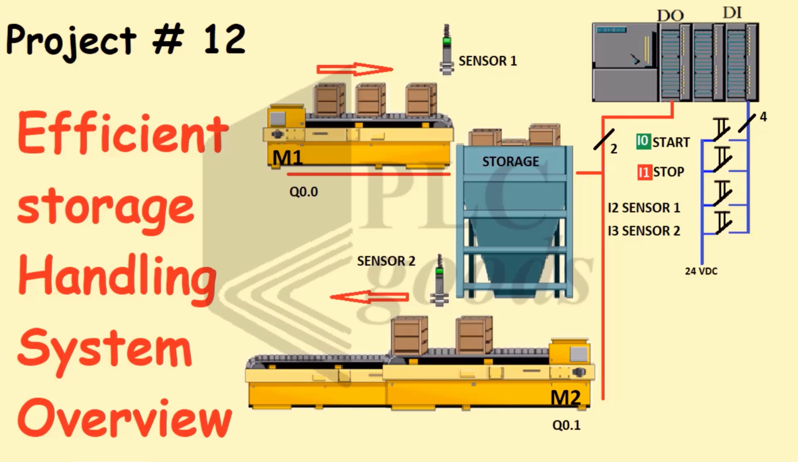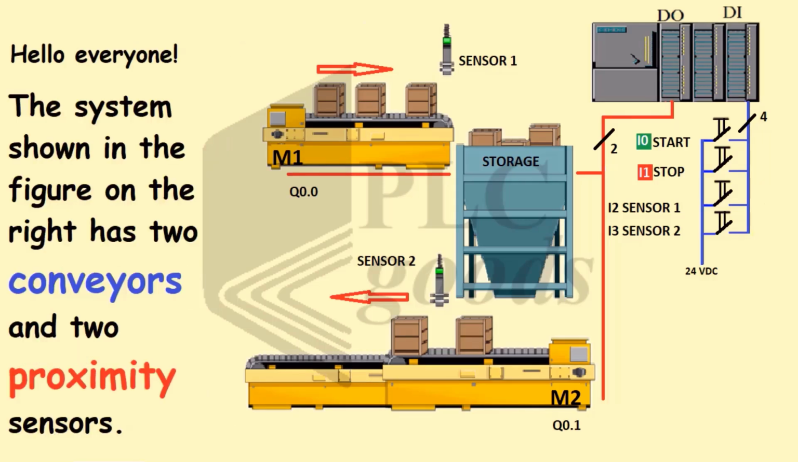Project number 12, Efficient Storage Handling System Overview. Hello everyone. The system shown in the figure on the right has two conveyors and two proximity sensors.